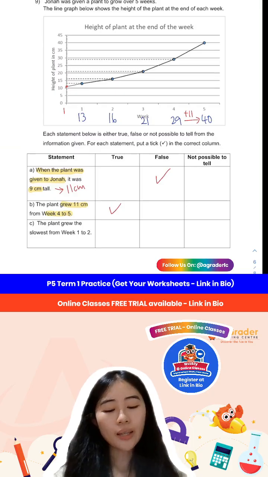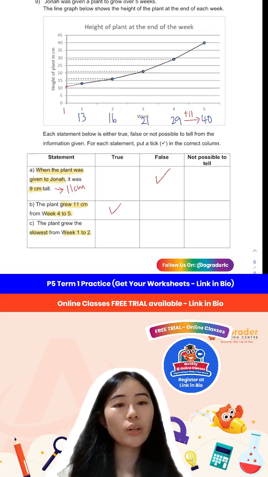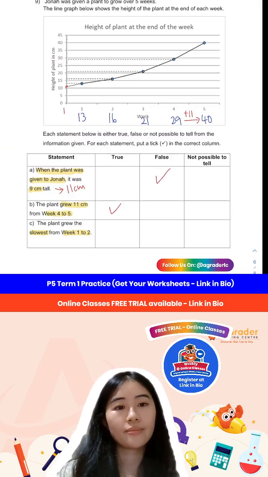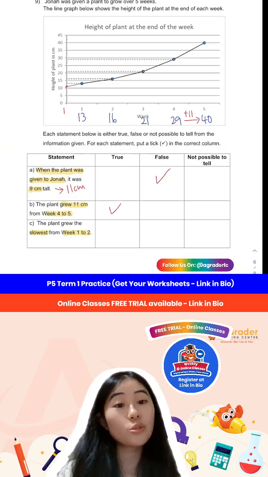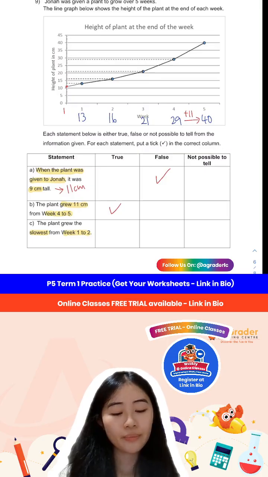Then the last statement: the plant grew the slowest from week 1 to 2. Is this true, false, or not possible to tell? Foxy says true, Trisha says true, Shalom says true, Angel also says true. So everybody says it's true. Yes, this is true.